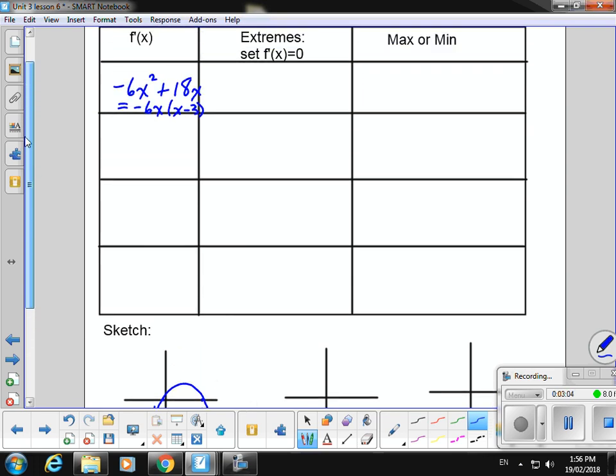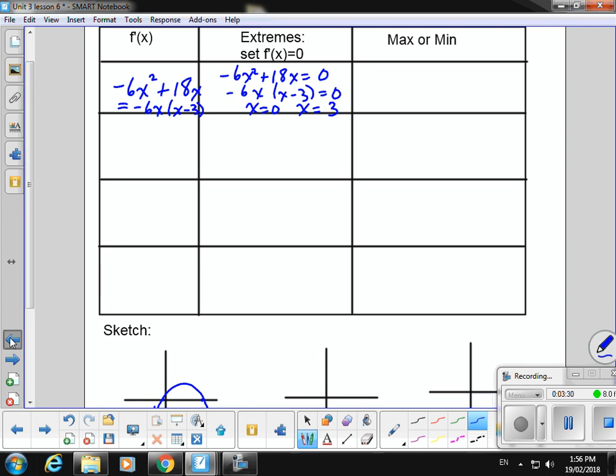And I'm going to set my derivative equal to 0. That tells me where the slope of my original function makes a turnaround. So where is my derivative equal to 0? -6x squared plus 18x equals 0. I knew this when I was graphing it. x equals 0 or x equals 3.